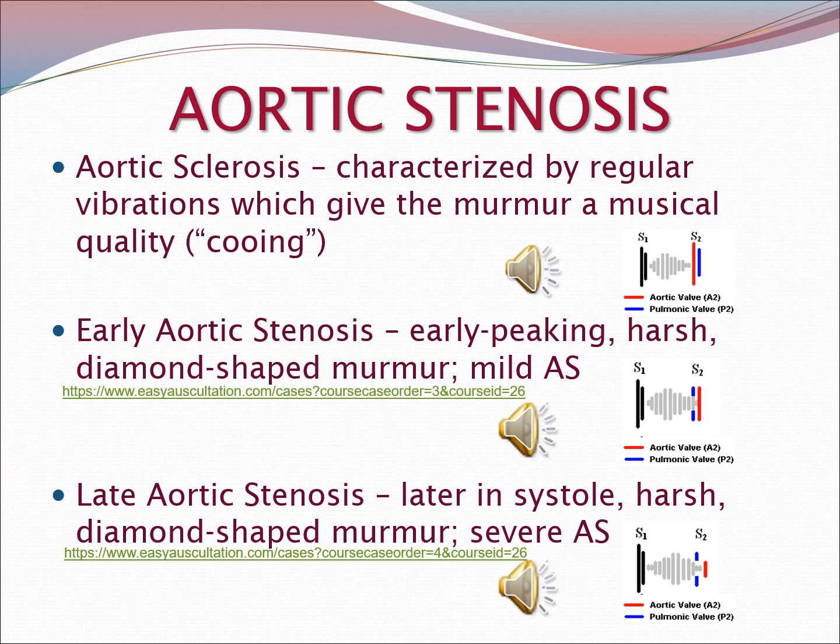Late aortic stenosis is a harsh, diamond-shaped murmur, similar to early aortic stenosis, but it occurs later in systole, and that's the sign that it is a severe aortic stenosis.